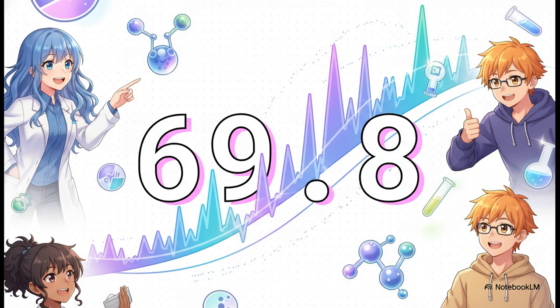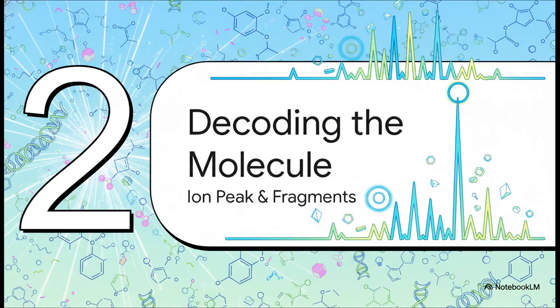6979.78 divided by 100 is 69.7978. Now, the exam will usually tell you how many significant figures to use. 3 is pretty common, so our final answer is 69.8. And just like that, Level 1 is complete. See? Not so bad. All right, time to level up.